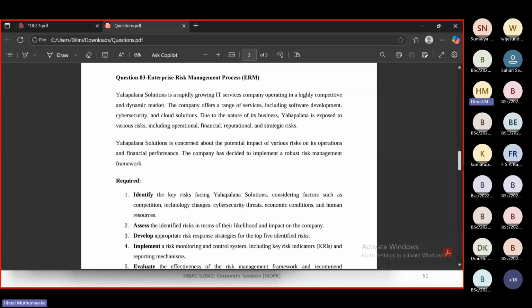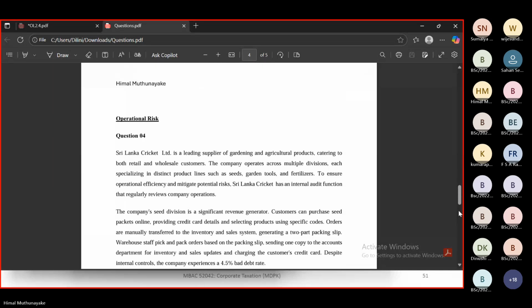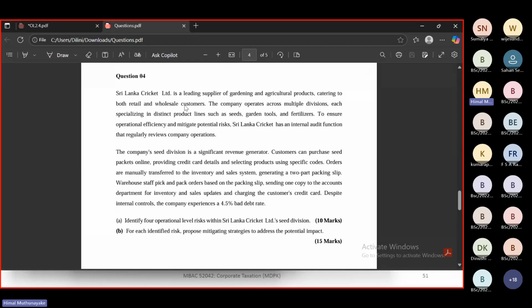Right. So you have to move to the question number 4. Right. Question number 4. Right. So I read the question. Sri Lanka Cricket Limited is a leading supplier of gardening and agricultural products. First of all, I will give you 5 to 7 minutes to read this question and give some answers.